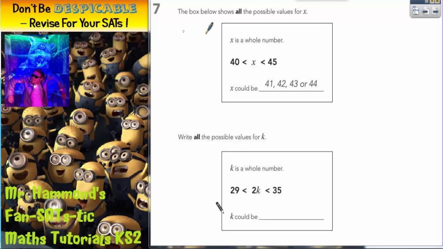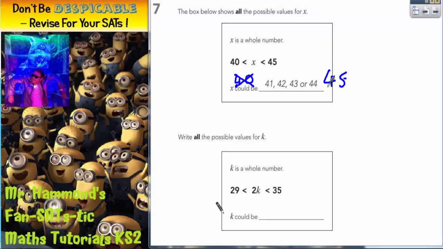Question 7. The box below shows all the possible values for x. X is a whole number. Well, this statement basically means that x is bigger than 40 and less than 45. So x could be 41, 42, 43 or 44. You'll notice that in the answer there, 45 is not included and neither is 40.